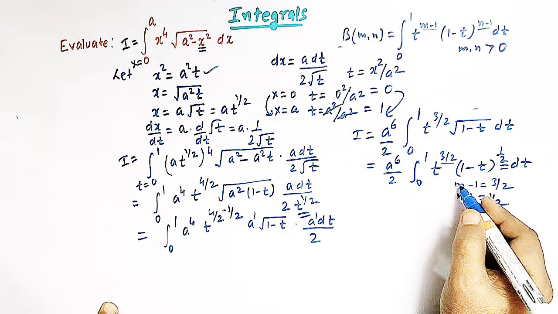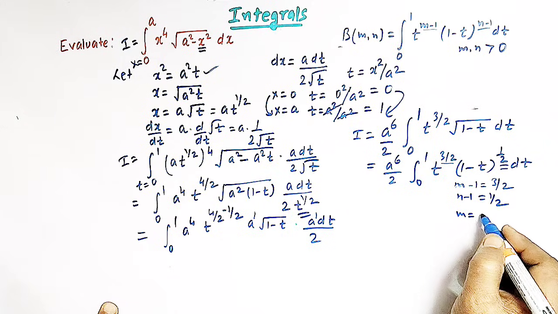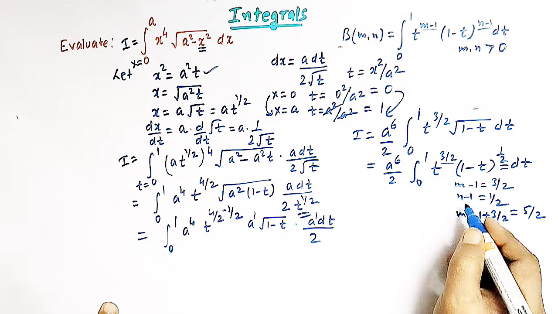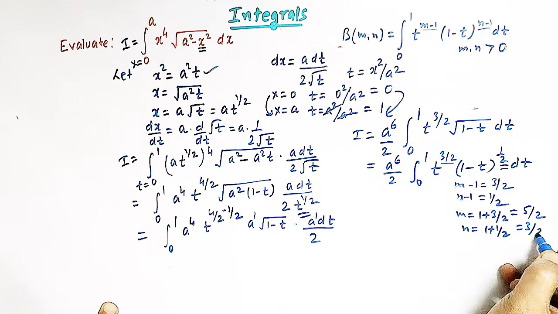So we can now solve these two equations for m and n. M is 1 plus 3 by 2, that is 5 over 2. And n is 1 plus half, that is 3 by 2.